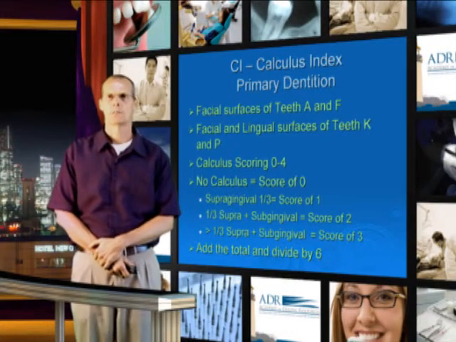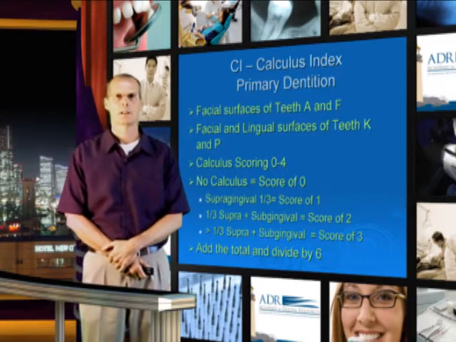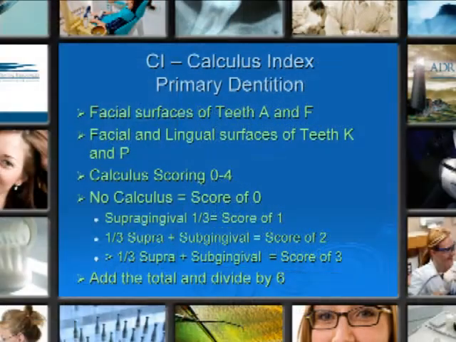The calculus index in the primary dentition, you don't see this very often, but it is there and it should be scored. We're going to look at the facial surfaces of teeth A and F, the facial and lingual surfaces of teeth K and P, the calculus scoring 0 to 4. No calculus gets a score of 0, supragingival 1/3 is a score of 1, 1/3 supra plus subgingival is a score of 2, and greater than 1/3 supra plus subgingival is a score of 3. Add the total, divide by 6.